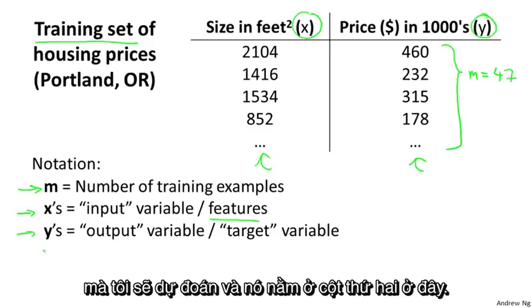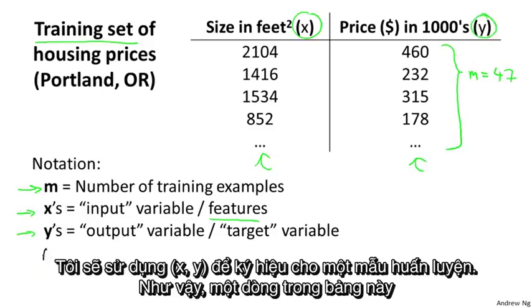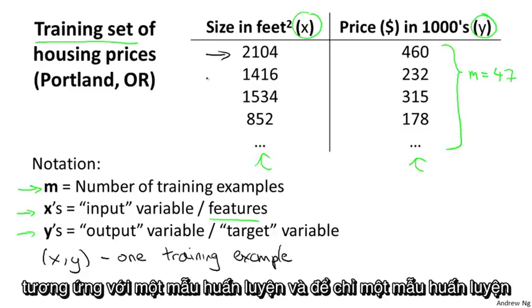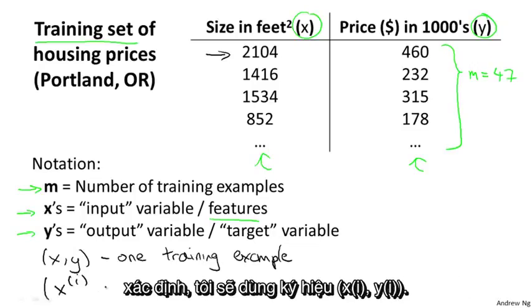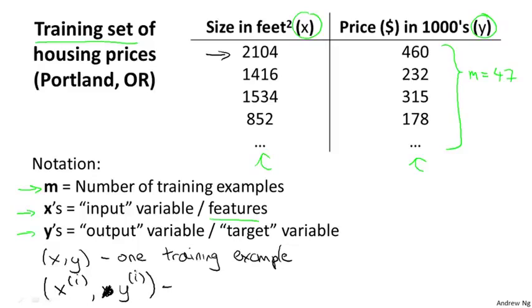A little bit more notation. I'm going to use (x, y) to denote a single training example. So a single row in this table corresponds to a single training example. And to refer to a specific training example, I'm going to use this notation (x^(i), y^(i)), and going to use this to refer to the ith training example.